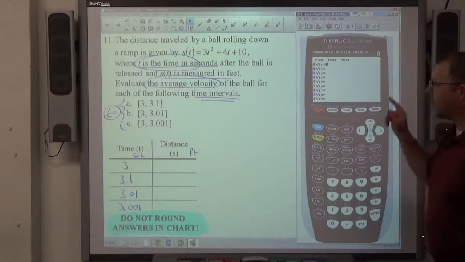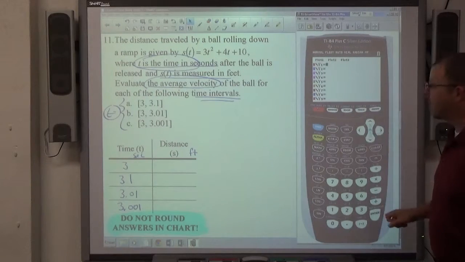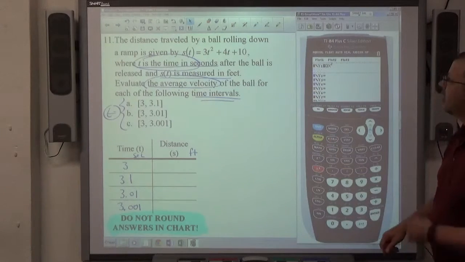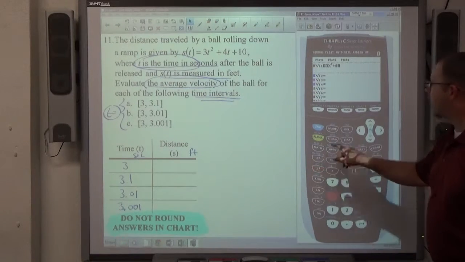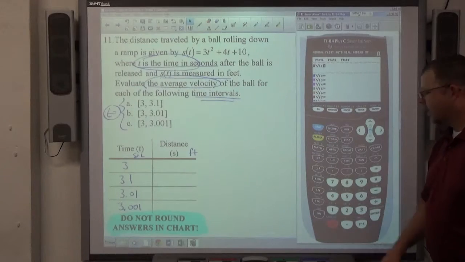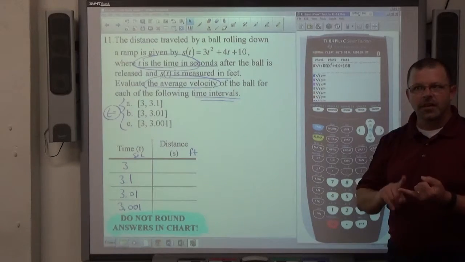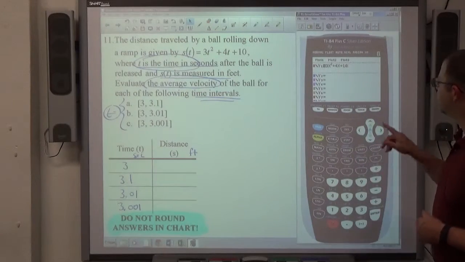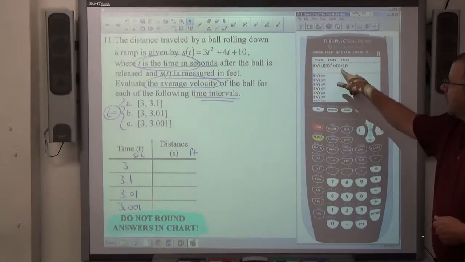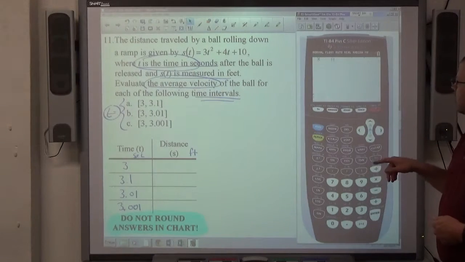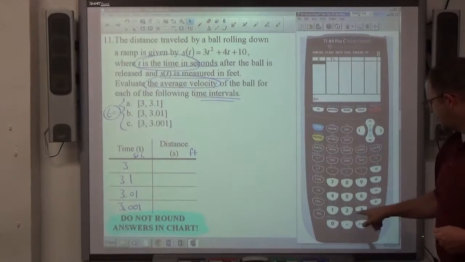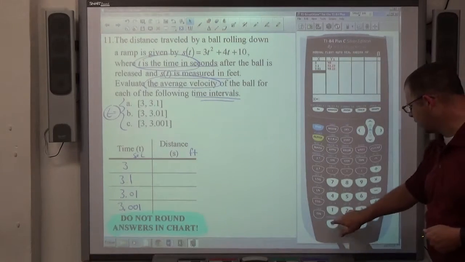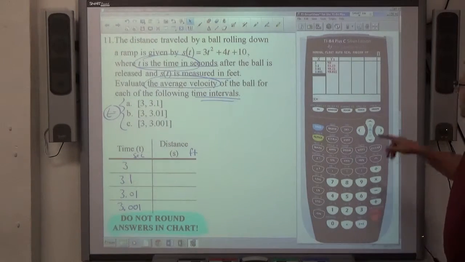numbers there. I'm going to change T to X for the sake of my calculator's sanity, because it understands X is not T's. 3x squared plus 4x plus 10. Again, this chapter dealt with linear and quadratic functions. We're going to stick to linear and quadratic functions for this problem. I've got my function entered correctly. I go to my table, and I'm going to enter those numbers 3, 3.1, 3.01, 3.001. And it gets me answers.